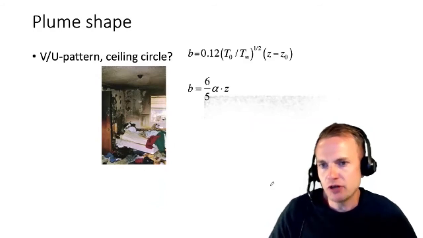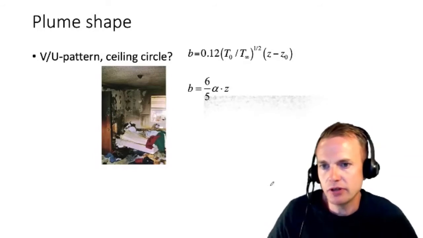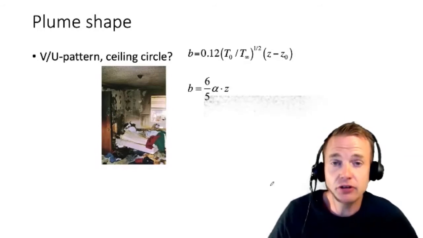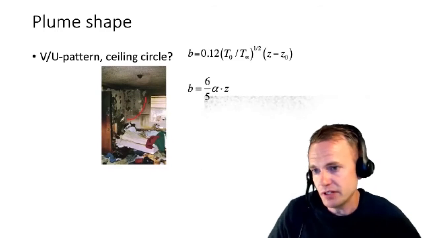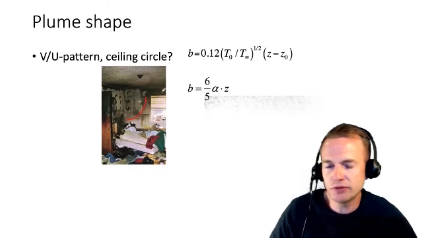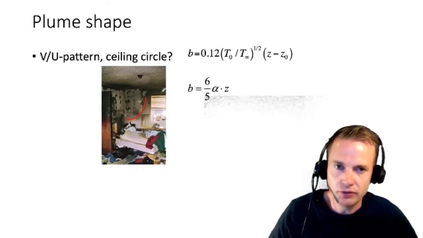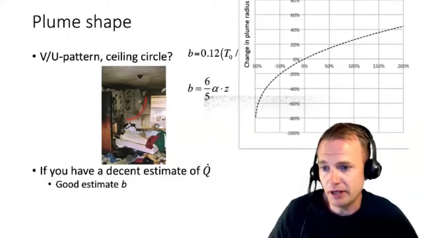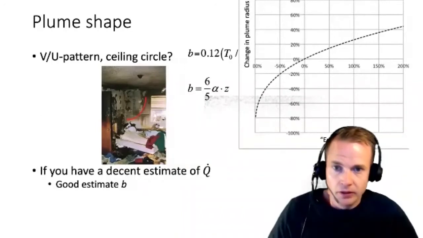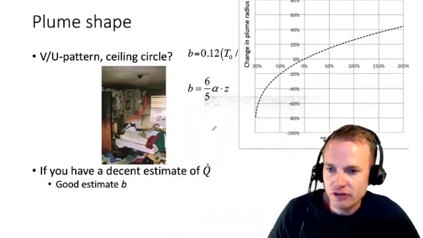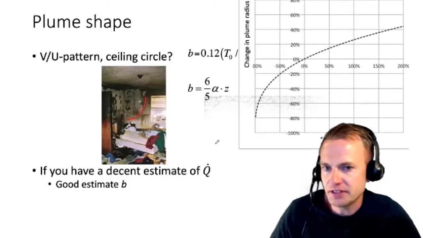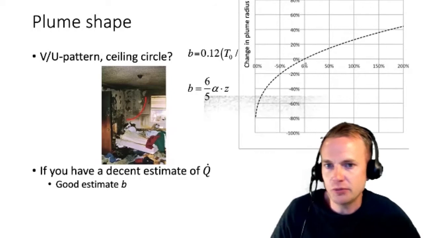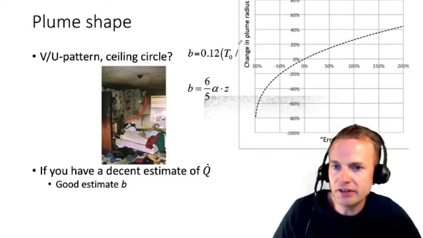Yes, here are some equations that I used in this example. B is the radius of the fire plume. Here we see this U pattern, and based on this, an estimate of the radius of the plume that occurred in this fire event can be done. And if we do the normal calculation that you would do in a fire safety design, you see that if you have an error in the HRR that you estimate, you will have a small error in the plume radius.